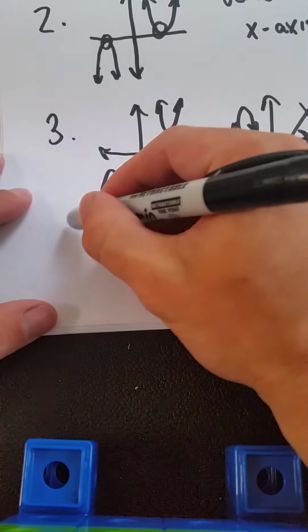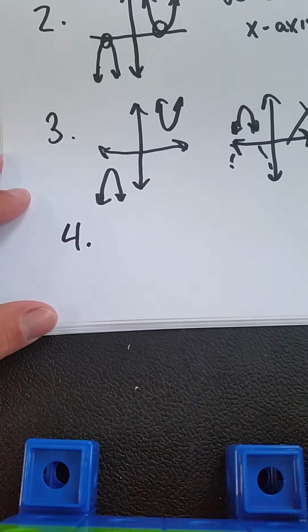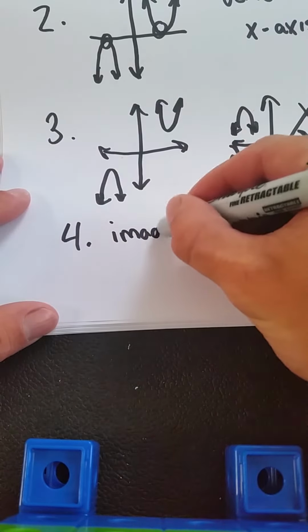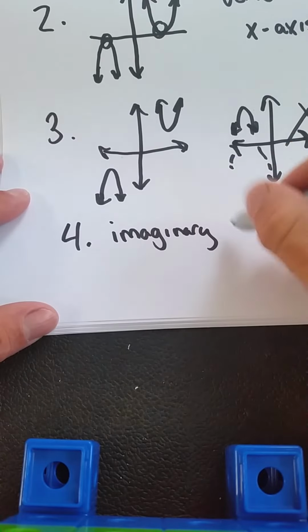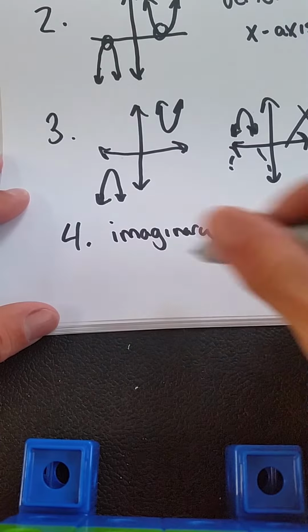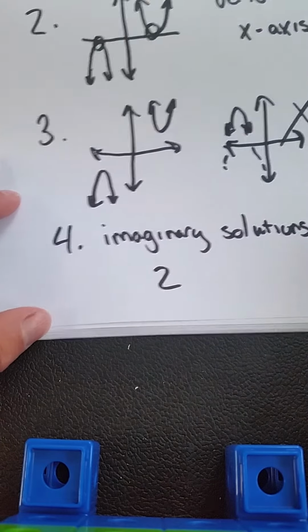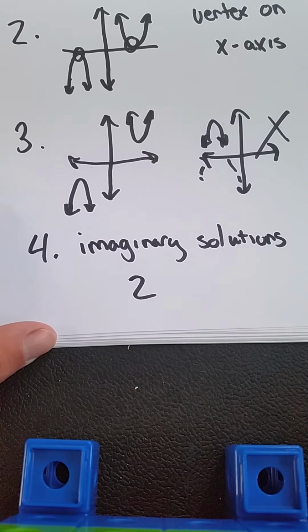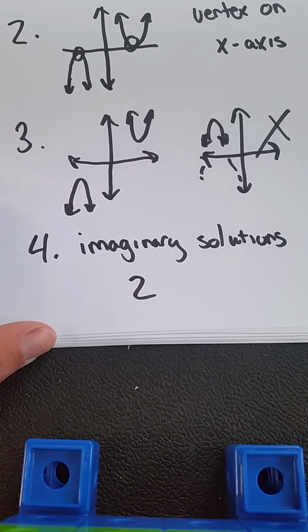And then number 4 asks you, if it does not cross the x-axis, what kind of solutions does it have? There are imaginary solutions, and there are 2 of them. We talked about that earlier, and we'll go into more depth as we move into polynomial functions. If you have any questions at this time or really don't understand what's going on, please raise your hand and ask your teacher.